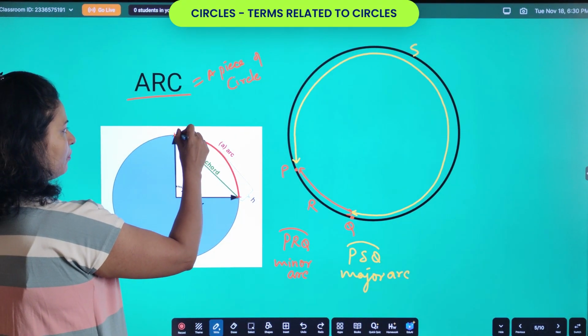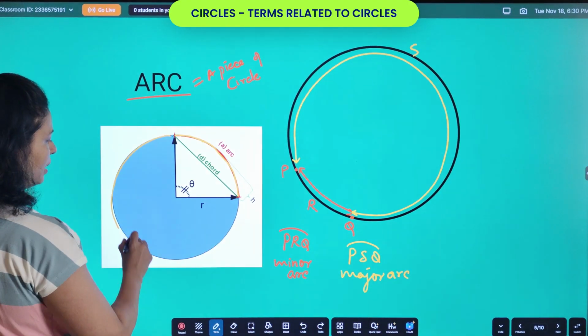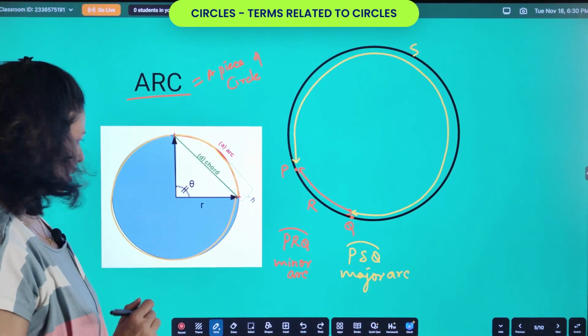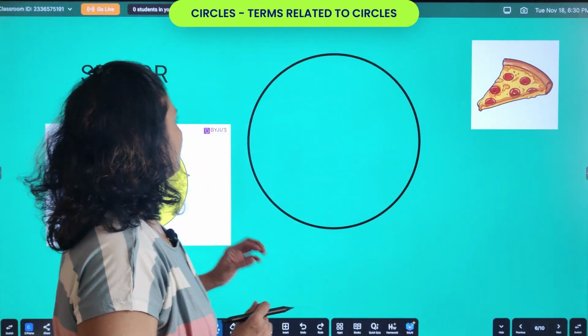See, this is the minor arc and the remaining part will be considered as the major arc. Okay. Now coming to the next term, that is sector.